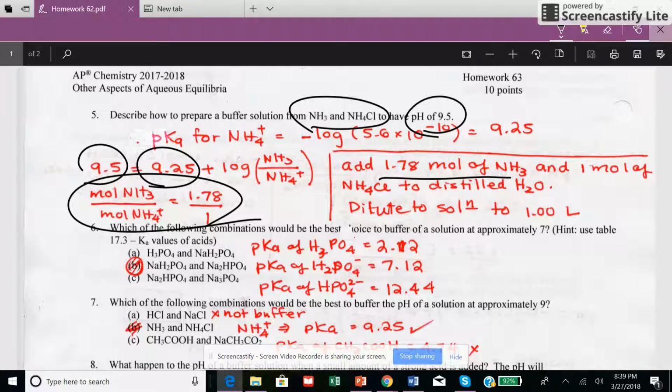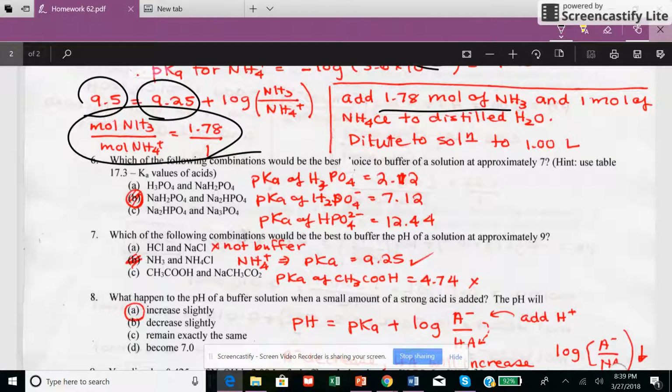And that's it. Okay. Number 6, which of the following would be the best choice for a buffer that has pH approximately 7? So you have to look at which acid-base pair has an acid with a pKa that is close to 7. Not this one, because the pKa of phosphoric acid is too low, 2.12, and the pKa of the hydrogen phosphate is too high. So the pKa of this acid is close to 7, so your answer is going to be B.